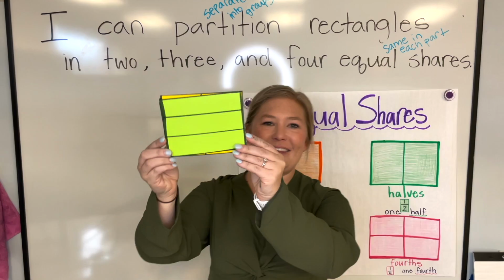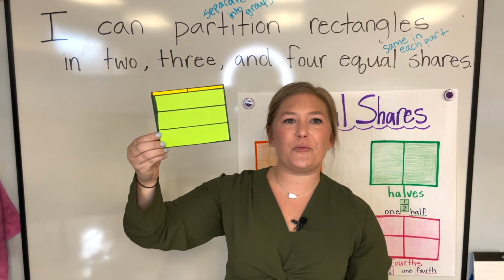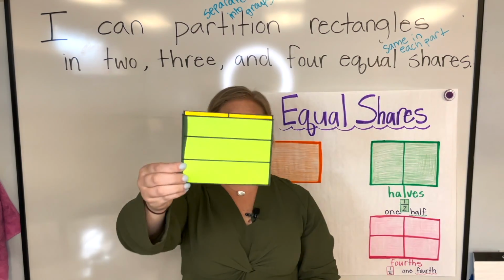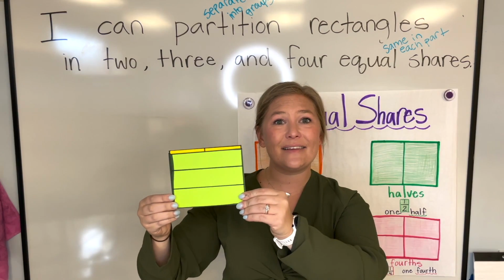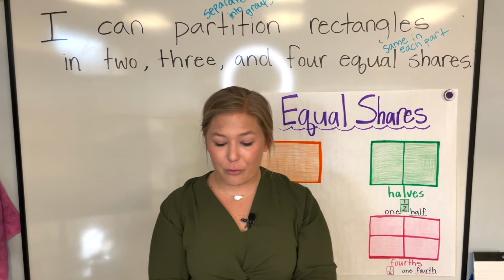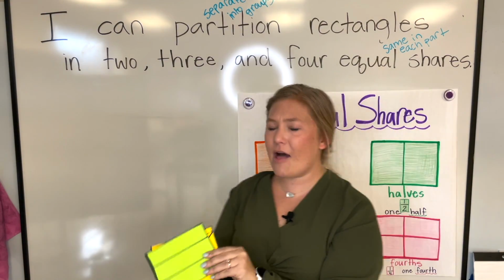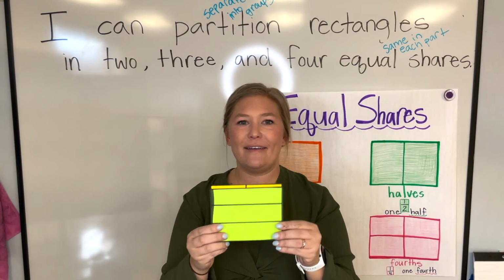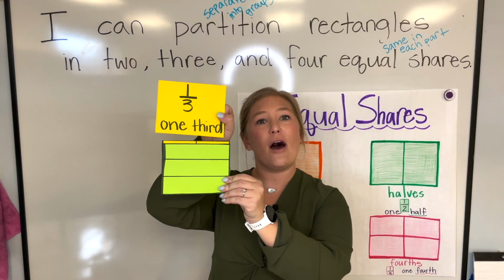All right, what do we see here? How many parts is it broken into? You're right, it's broken into 3 parts. Are they the same size? Yes, they are in 3 equal shares. If I were to say, color this middle share for me, you would be coloring 1/3 of our rectangle.